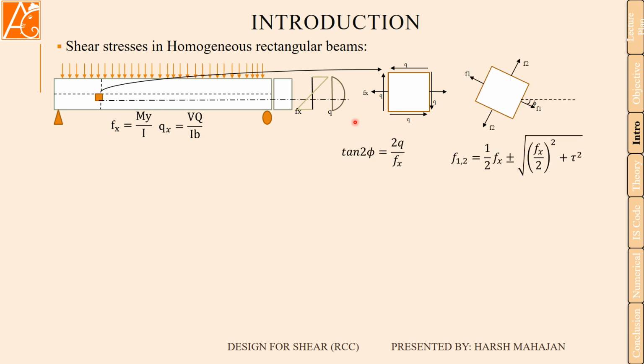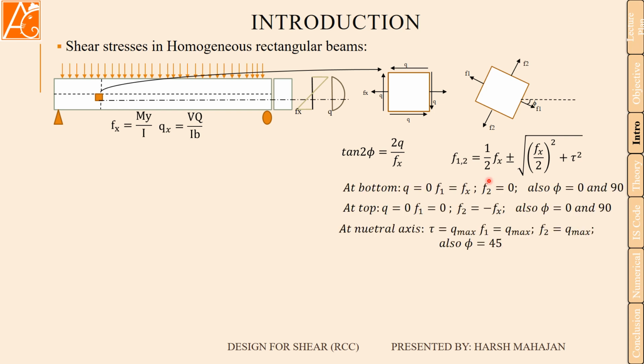When we rotate this element by angle phi in such a manner that tan 2phi equals 2q by fx, we will find F1 and F2, which are the principal stresses in that element of the beam. If you recall the formula for F1 and F2, by putting in all these values you will find that F1, F2 equals half fx plus minus root of (fx by 2) whole squared plus tau squared.